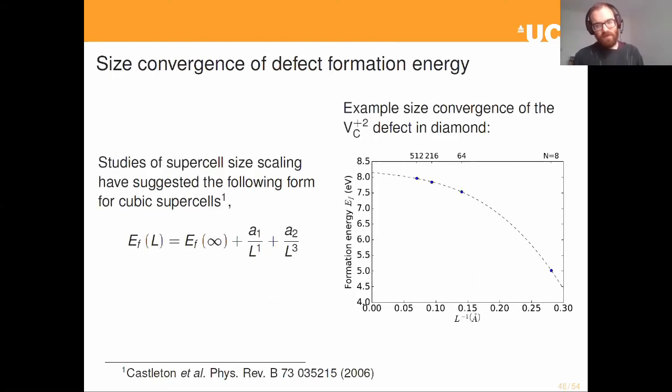One example of systems where that's not true is where we start to charge up this vacancy defect. So I've got some results here for a vacancy defect in carbon in the diamond structure. But what we've done is we've also removed 2 electrons from this defect, so it's got a net charge of +2. And then you see much stronger size dependence between the size of the supercell that we use and the formation energy we calculate.